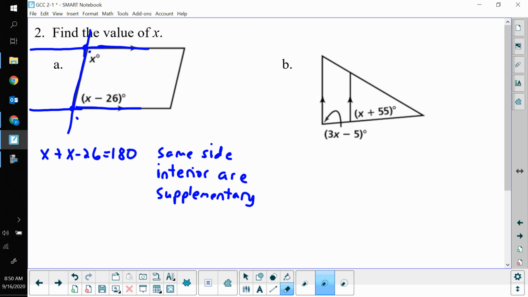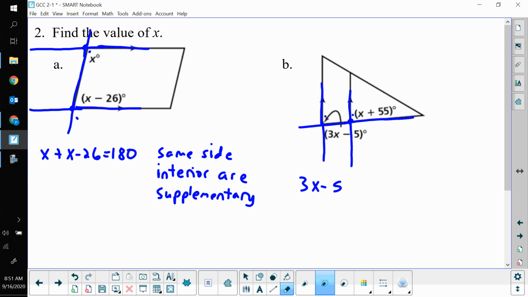All right, we're going to extend our lines again in part B to make it look more like our transversal picture. So in our intersections, the x plus 55 is in the top right. Based on where the arrow is pointing, the 3x minus 5 is in the top right. If things are in the same spot, that's our corresponding angles. So correspond means they're in the same spot. So that was the first one we saw, and corresponding angles are congruent, so we will set these equal to each other.